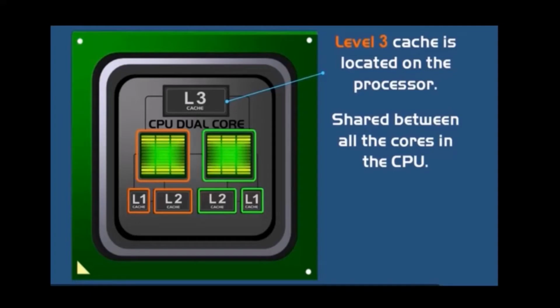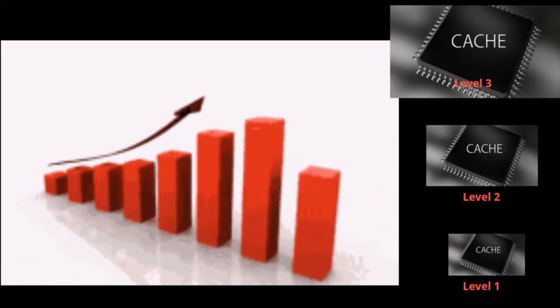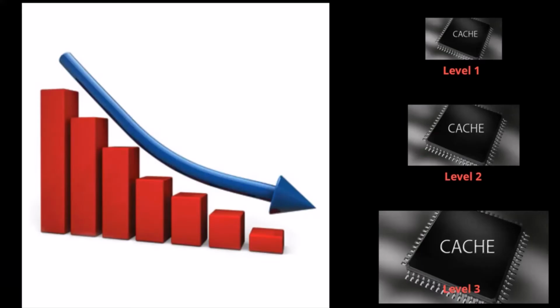Let's see about level 3 cache. Level 3 cache is used in dual core processors, where the cache is shared between the two cores of the computer. This level 3 cache is much bigger in size compared to level 1 and level 2. But in terms of processing speed, the level 3 cache is a little slower than level 1 and level 2. So from this we can conclude that if size increases, the speed decreases.